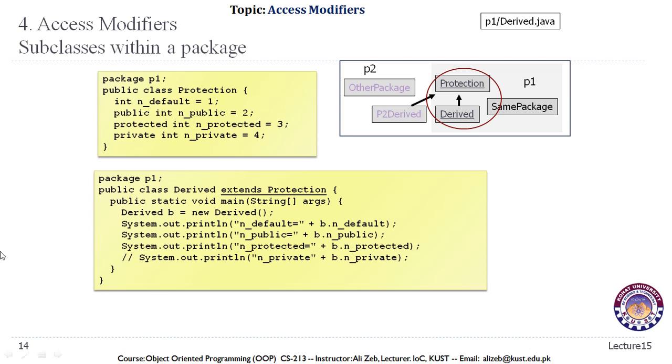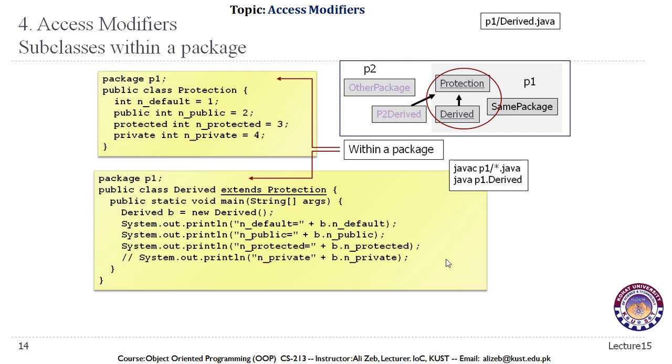So if we try to access the default variable, we should be able to access that, as we have seen that we are able to access the default fields from within the same package. Similarly, if we try to access the public variable, we can of course access it. We would also be able to access the protected variable, but if we try to access the private variable from outside of the class Protection, we cannot access the private variable from outside of the class Protection.